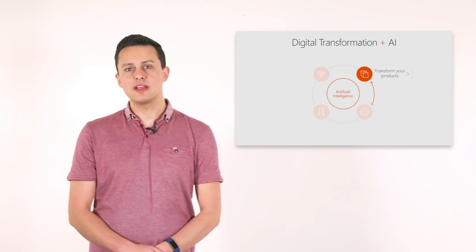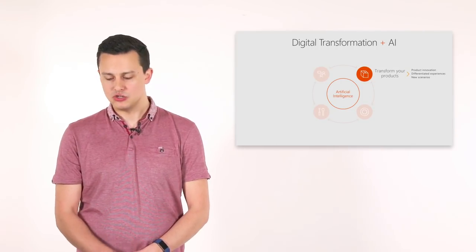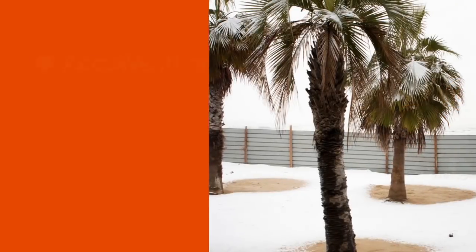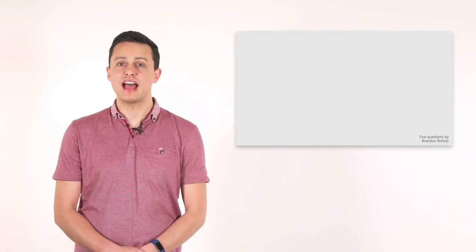And then finally, transforming your products, that is, innovating and differentiating compared to your competitors. A great example of this is AccuWeather. AccuWeather has a significant data set of weather events across the world. Recently, they've taken that and combined it with some of their customers' data sets to unlock new insights. For example, they've worked with Starbucks to identify when they're likely to run out of ice and cups due to seasonal weather events. All of these examples are happening right now.